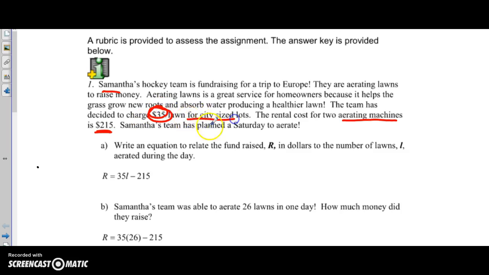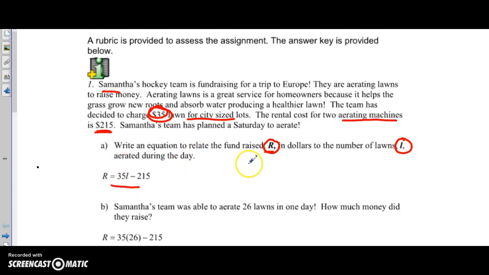but you make 35 bucks per lawn. So then we want to talk about an equation, how much money they can get, R in dollars, based on, and what's it going to be based on? It's going to be based on L, the number of lawns they aerate. So what you want to do is try to come up with an equation that will tell you how much money we make, and there it is here. Let's make sense of this.